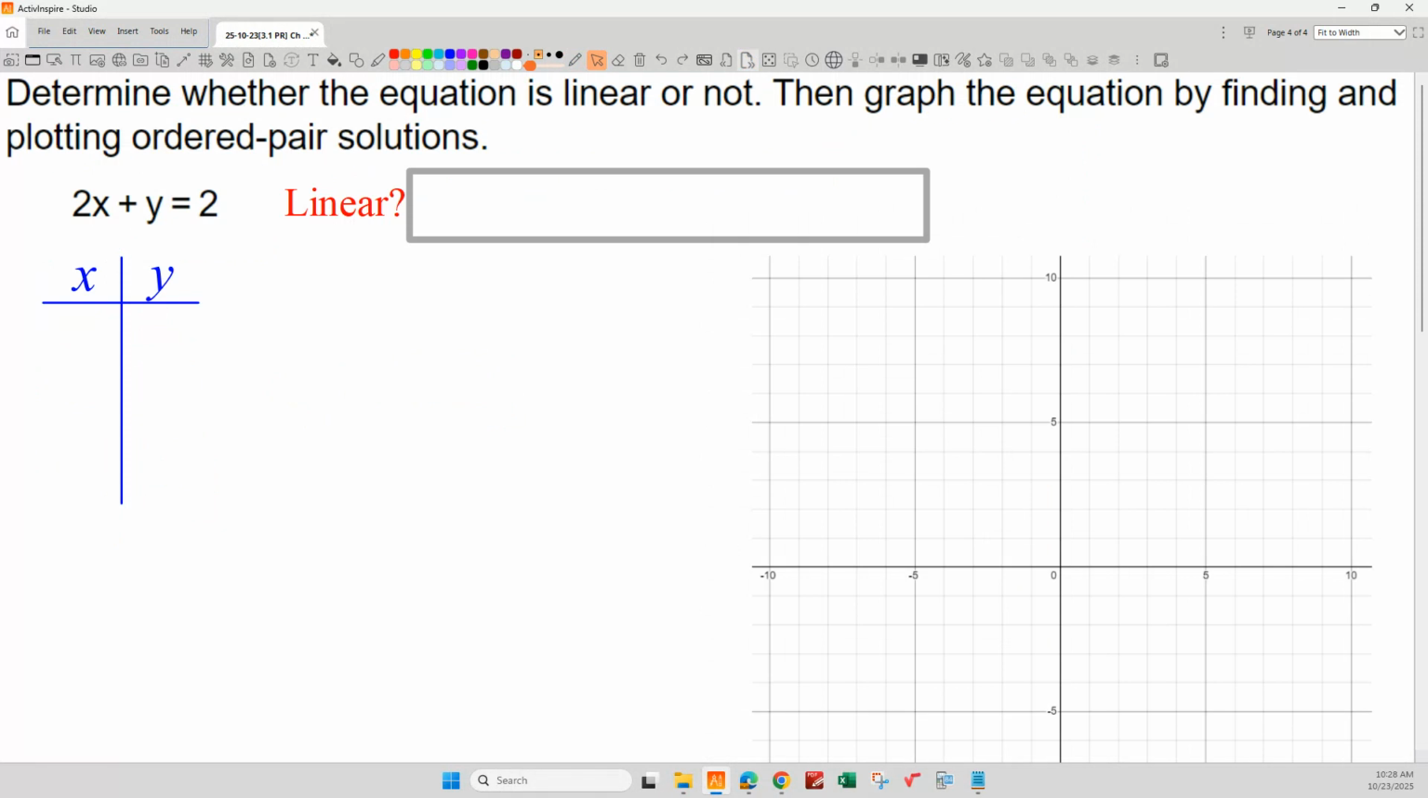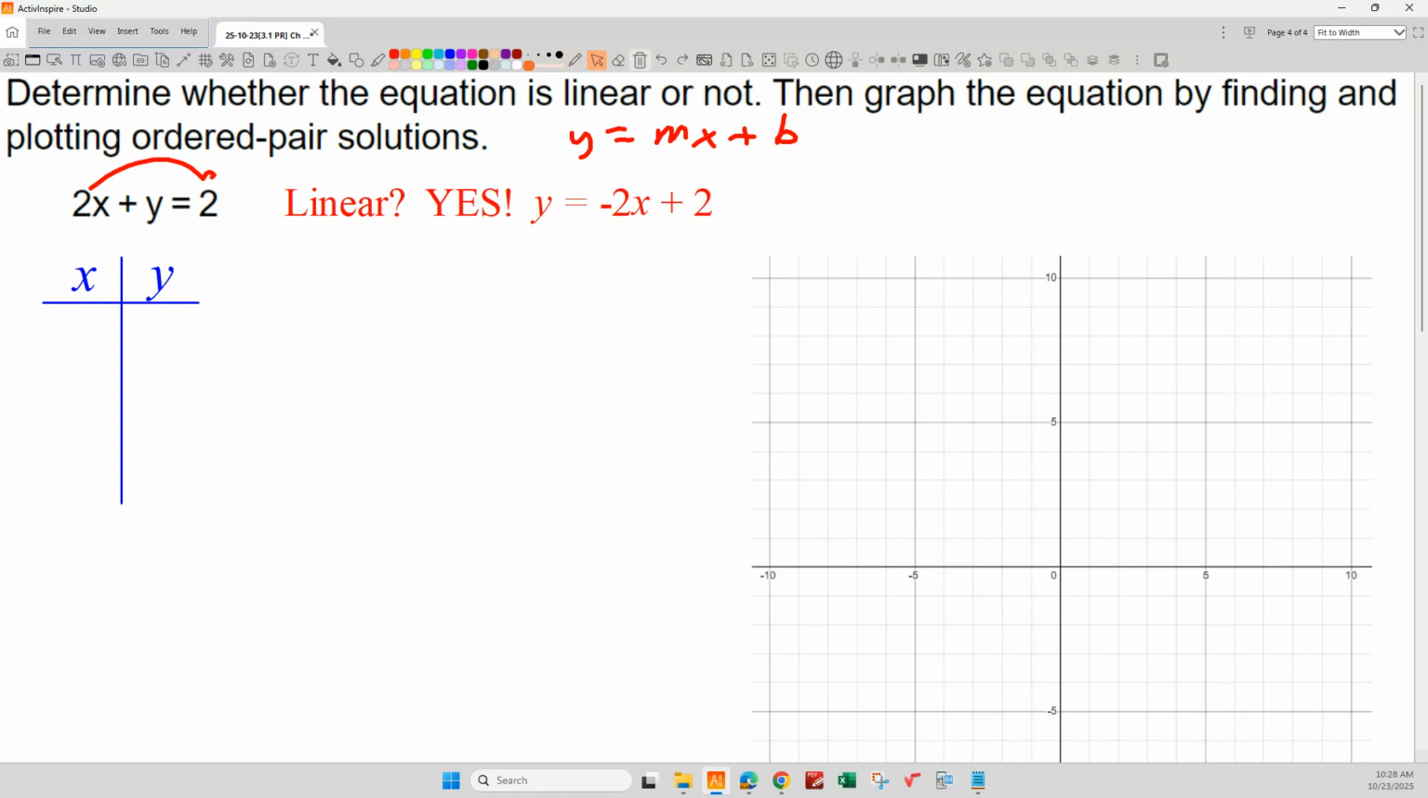Is it linear? It is, because I could put it in the form y equals some number times x plus some number by just moving that term over to the other side, subtracting it, right? So I could put it in the form y equals negative 2x plus 2, mx plus b. I could. I don't have to. Let's just say we leave it like this. That's fine. I can still do my t-table trick.